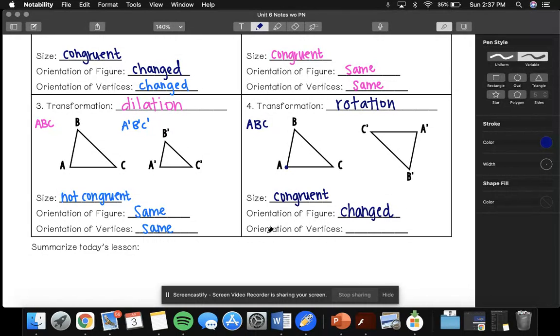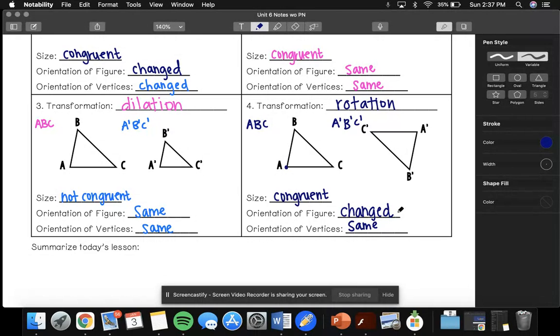Finally, we look at the orientation of the order of the vertices. So A, B, C. Again, I'm going to start with A prime. Then I'm going to go clockwise because I went clockwise with this one: B prime, C prime. Again, the order did not change, so that stayed the same.